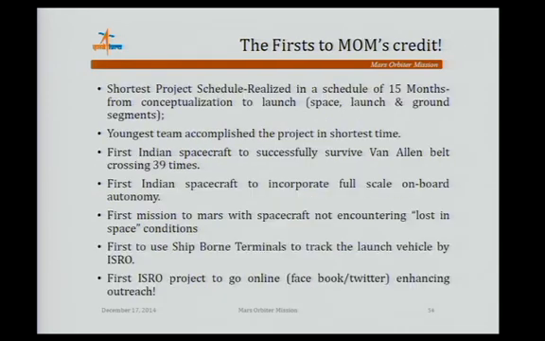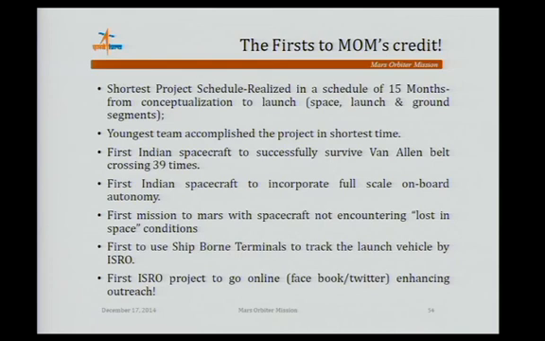This is the shortest project schedule realized. That means around 15 months we took from conceptualization to launch. That way, space, launch and ground segment, all development took place within 15 months. Youngest team accomplished this. Most of the people involved in this Mars work, you can see, are young people and they have achieved this in a short time.